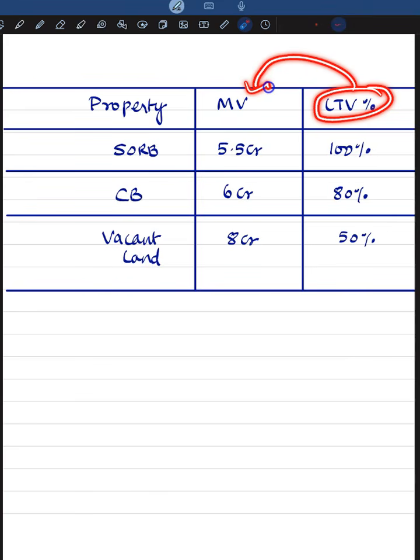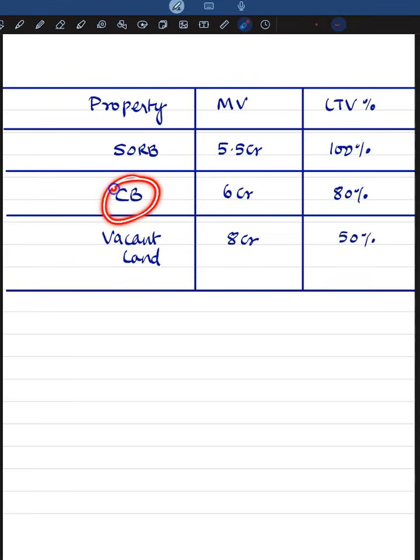value of these securities. If it is self-occupied residential building, they are ready to fund up to 100% on the value of the property because they believe if self-occupied residential property or building is taken as security, the chances of default is very low. If it is commercial building, they are ready to fund 80%, and if it is vacant land, they are ready to consider only 50%. Okay, so now 3 properties are available, 3 different LTV parameters are there. We have to see which one has to be selected.